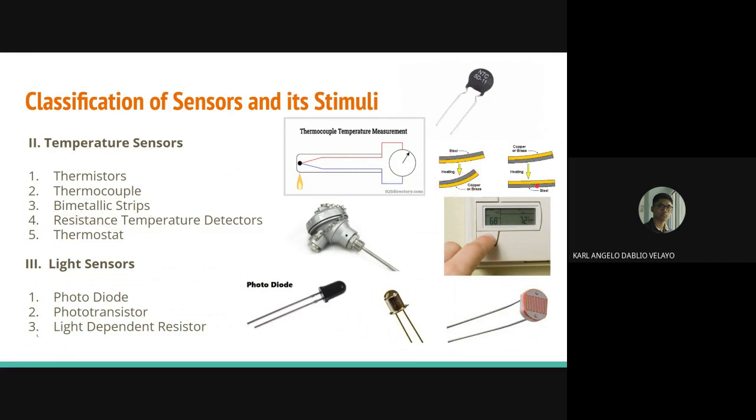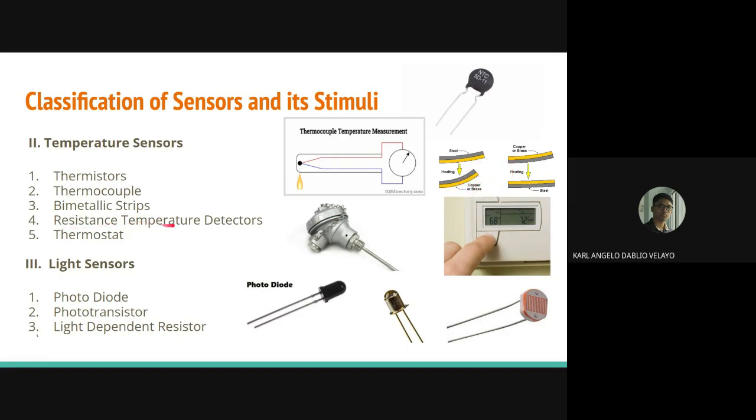So next we have bimetallic strips. So this is an example of a bimetallic strip. So as you can see from the image, it is a type of sensor where two strips of dissimilar metals are mechanically joined together, either by rivets or being fused together along their length to form a structure that responds to changes of temperature by bending in a preferred direction. So this is commonly used in mechanical clocks and thermometers.